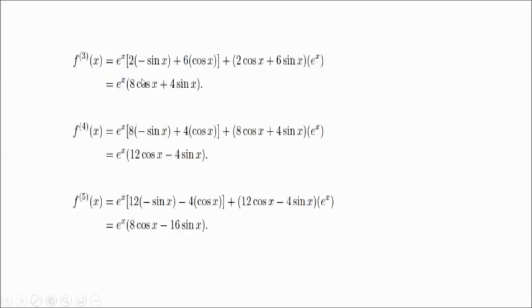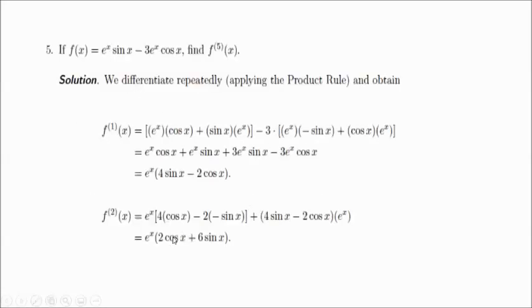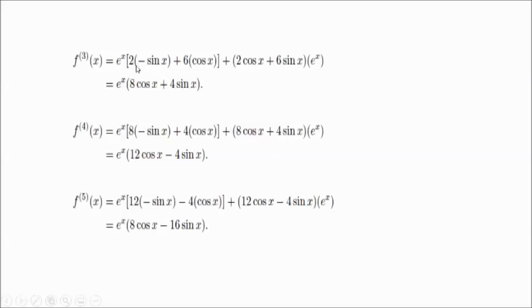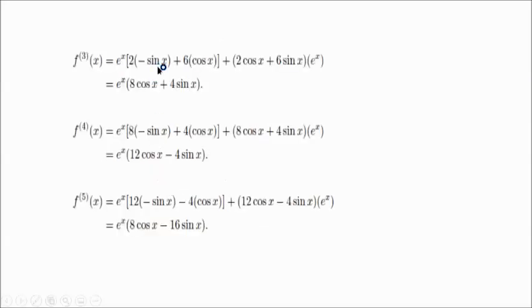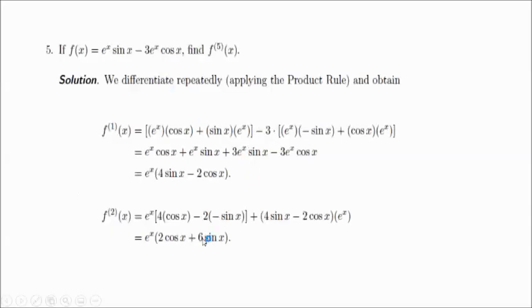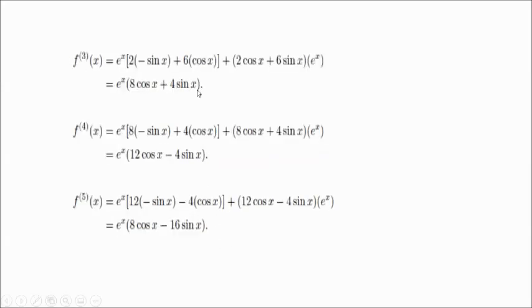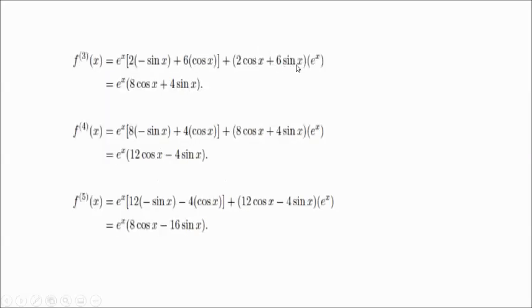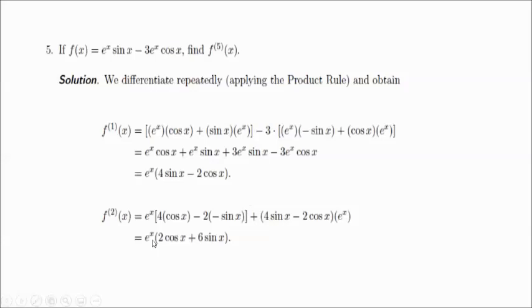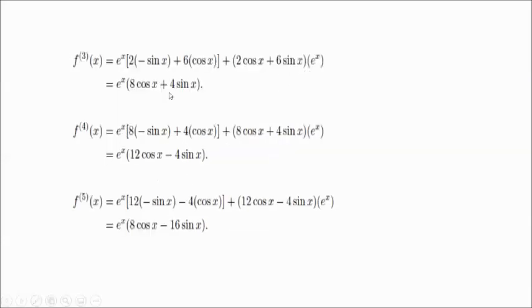So e raised to x, derivative nito is 2. And then derivative ng cosine x is negative sine x. And then magiging plus 6, derivative ng sine x is cosine x. Plus this one, copy. And then derivative ng e raised to x is e raised to x. And then factoring ulit yung e raised to x.